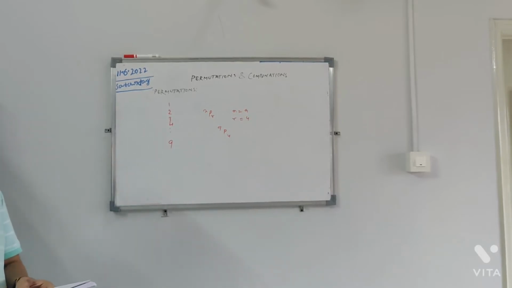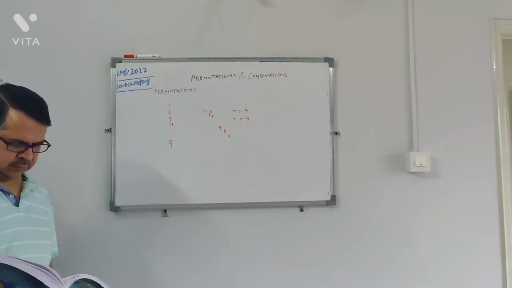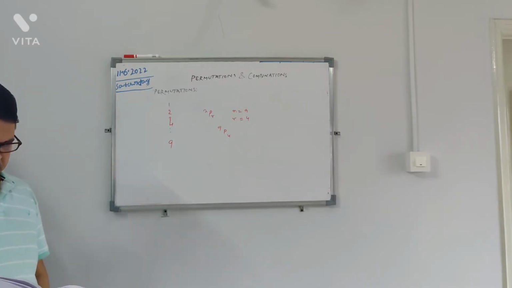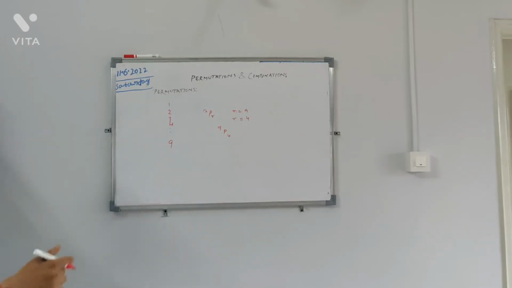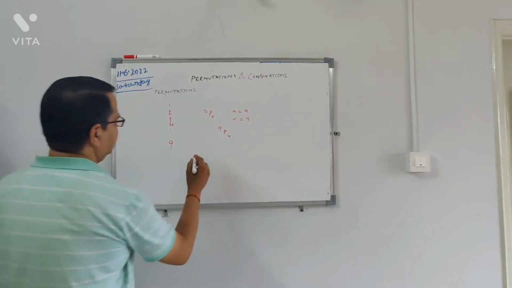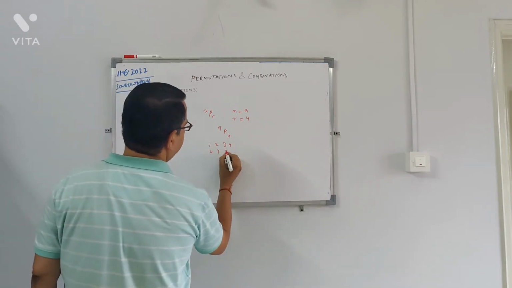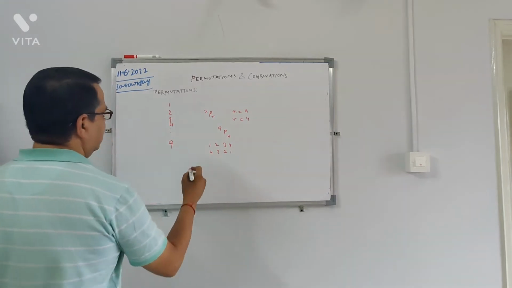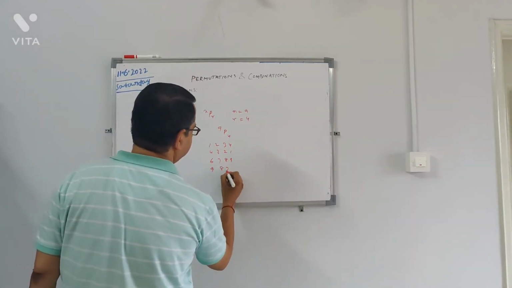Using digits 1 to 9, that's a permutation. Say you are taking 1, 2, 3, 4, then 4, 3, 2, 1, or 6, 7, 8, 9, or 9, 8, 7, 6.